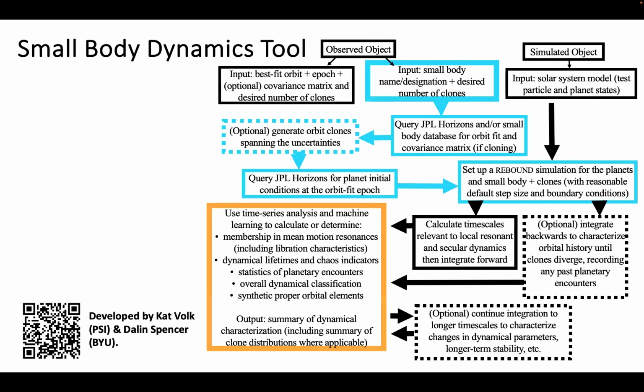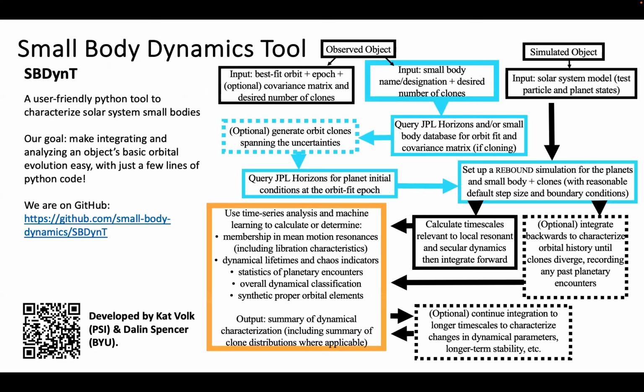So one of them that's currently under development is being developed by my collaborator, Kat Volk at PSI, and BYU graduate student Dahlin Spencer, called the Small Body Dynamics tool. And I won't go through everything that this tool can do, but it is a very user-friendly Python tool that allows people to either input observed objects or simulated objects and at the end be able to understand the resonant nature, the dynamical classification of objects, which is really useful. And because they're getting ready for these larger data sets, they're also currently working on trying to put together a machine learning classifier for objects, particularly in the outer solar system.